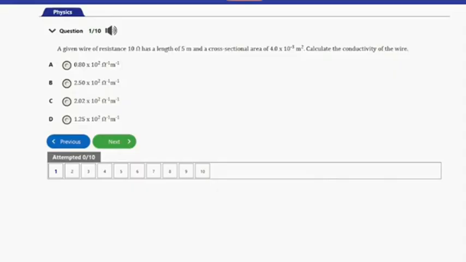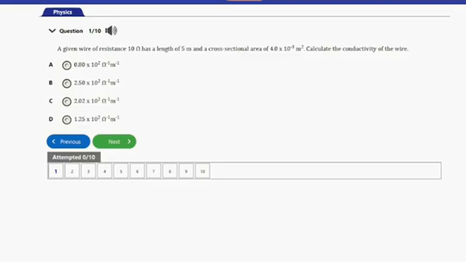It says, a given wire of resistance 10 ohm has a length of 5 meters and a cross-sectional area of 4 times 10 to the power of -3 meters square. Calculate the conductivity of the wire. So guys, in order to calculate the conductivity of this wire, we have to recall that conductivity is equal to 1 over resistivity. So in that case, if we can obtain the resistivity, then we can obtain the conductivity.